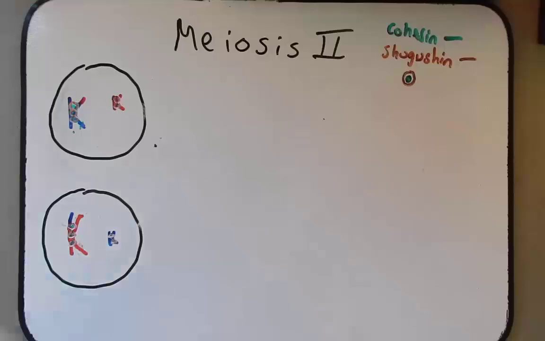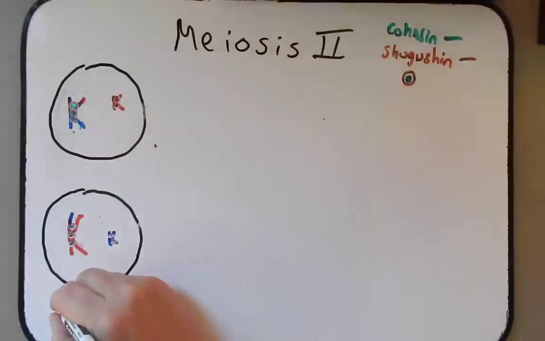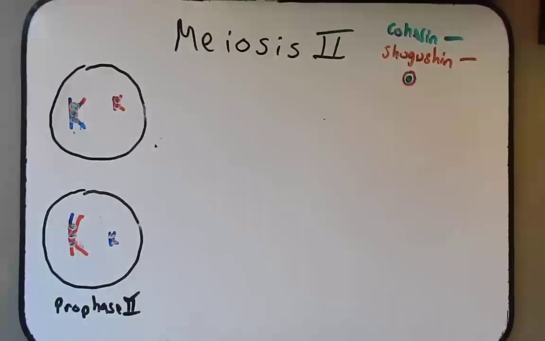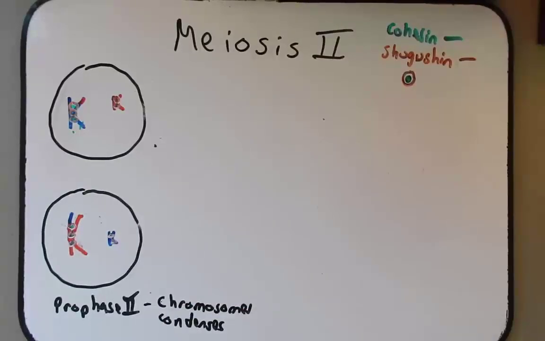So I'm going to call this part down here, these cells here, prophase 2. And this is mainly signified by the chromosomes condensing. I didn't mention it at the end of telophase 1, but during telophase 1, as the chromosomes are being pulled apart and you're making separate cells, the chromosomes themselves lose some of that structure and unravel from this condensed structure. But now in prophase 2, they reform that condensed chromosome appearance.